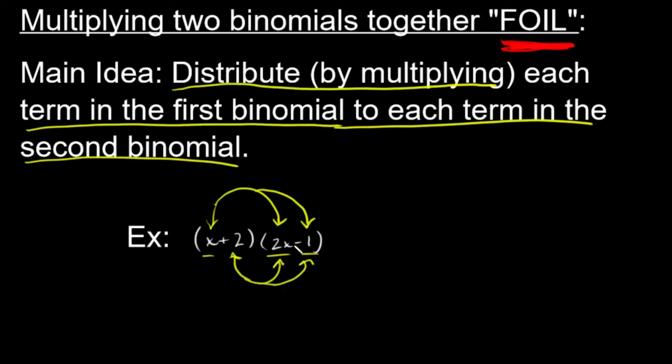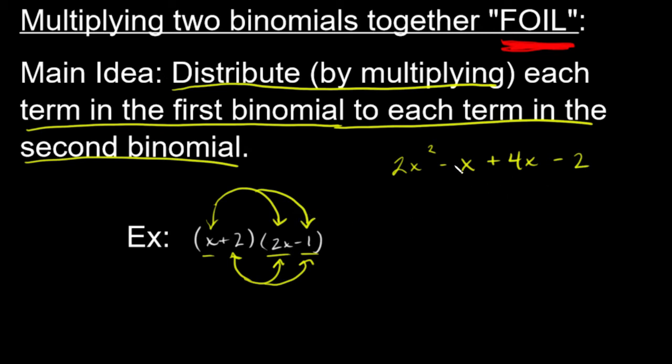It's just a distributing process. So you would have x times 2x, and that would be 2x squared. And then you've got x times -1, which is -1x or -x. Then your 2 will distribute. 2 times 2x is 4x, and 2 times -1 is -2. And then you simplify by combining like terms.